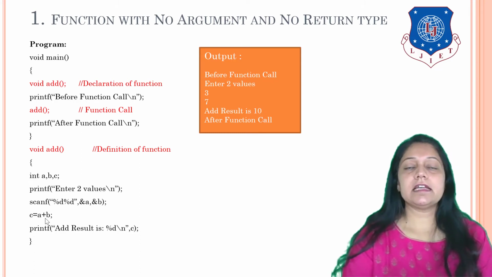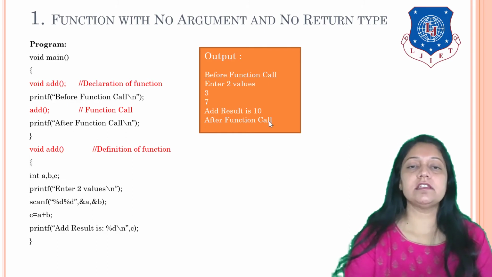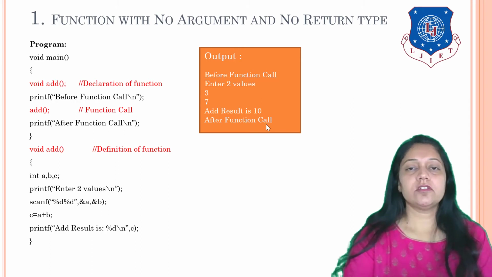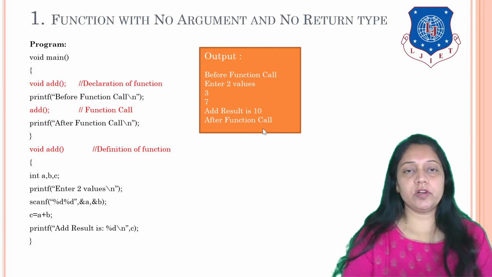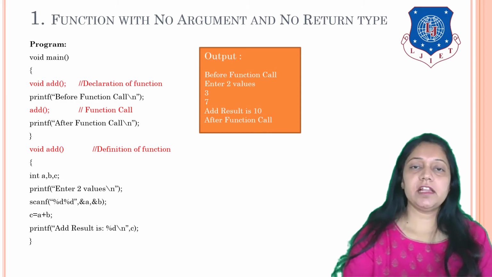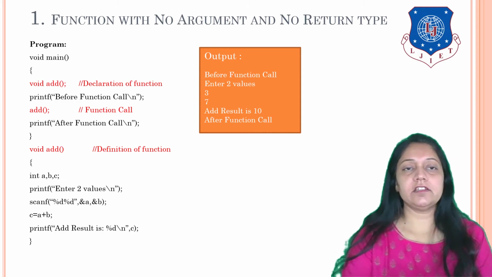Once all the lines of this are executed, the control will go back to the next line of the function call. What is the next line of the function call? Printf after function call. So this after function call is displayed onto the screen. So this is the first category of the function where we have seen the syntax, the meaning of this particular category of the function and a small program with respect to this. Similarly, we'll see for the rest of the categories of the function.